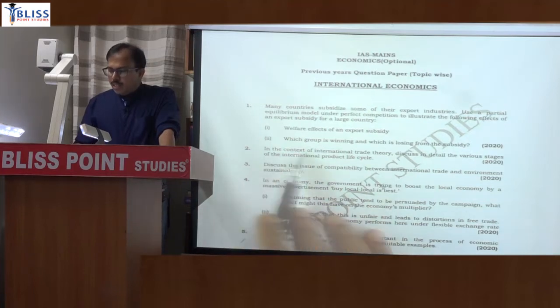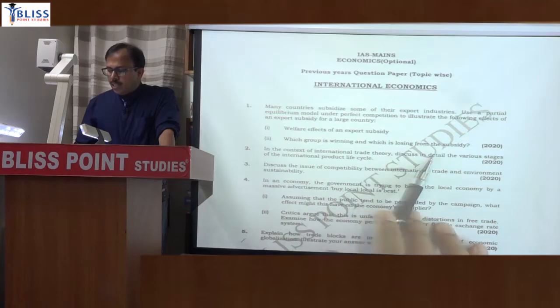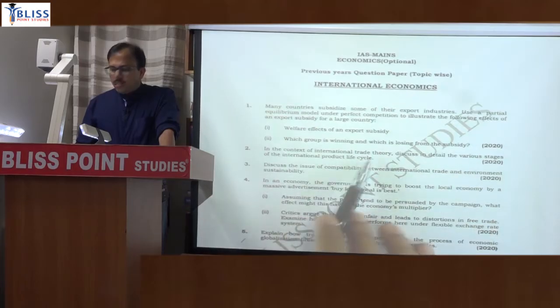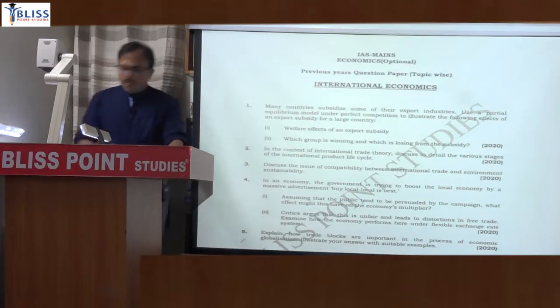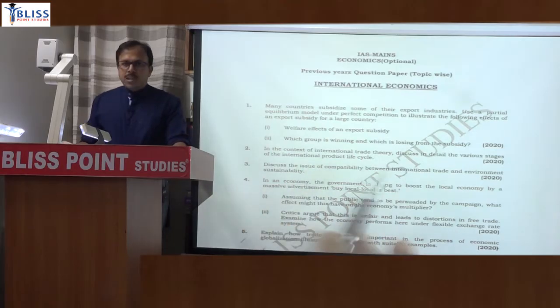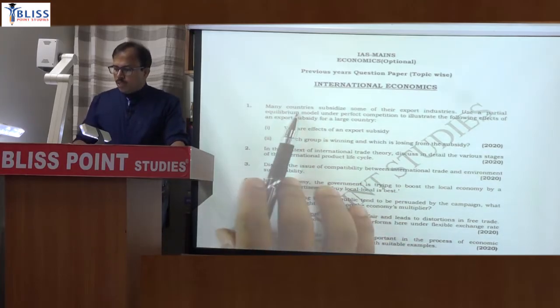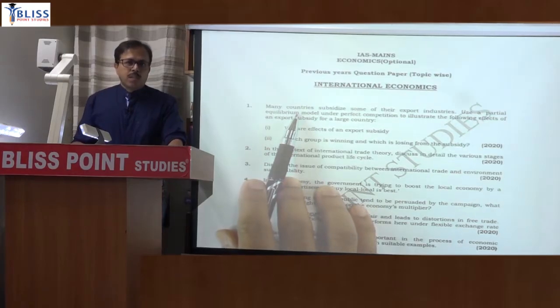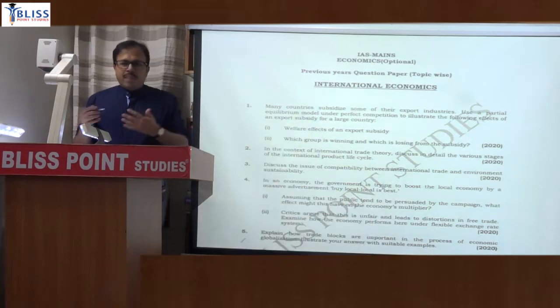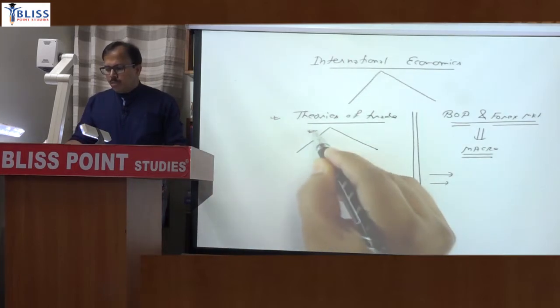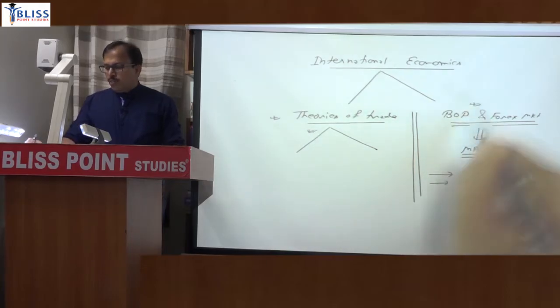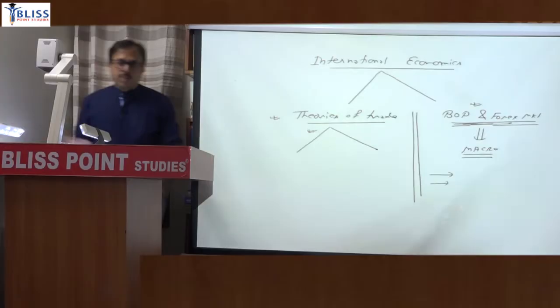Then the second was: in the context of international trade theory, discuss in detail the various stages of the international product life cycle. So you can say this was a question from the first section, theories of trade, and specifically it was asking about the product life cycle. And the first question was also, we can say, applied. That means if you know the concept and you are able to apply it, then you can answer it. Clear? So generally 5 to 6 questions come from the international side, and out of that 5 to 6, 2 to 3 questions will be from this theory section, and 2 to 3 you will find from the balance of payment and foreign exchange market.